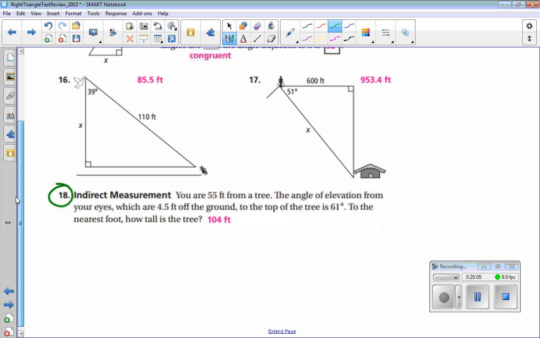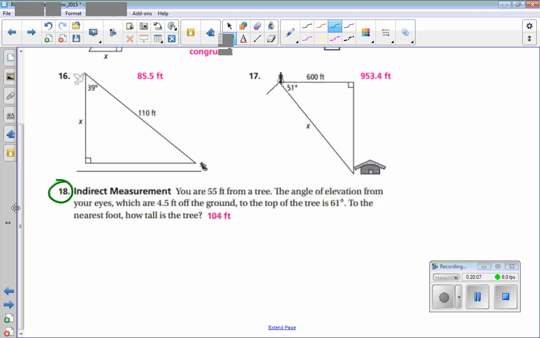Okay. So problem 18, what again are you missing? Picture. So you got to draw it, okay? So it says you are 55 feet from a tree. So here's me over here, and I'm going to just draw my tree so I know that it's a tree. And I am 55 feet. And that means the horizontal distance from me to the tree is 55 feet.